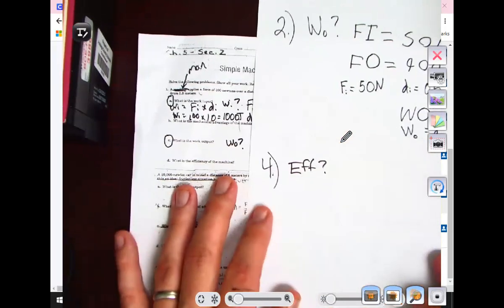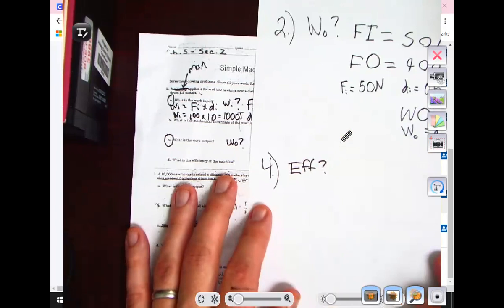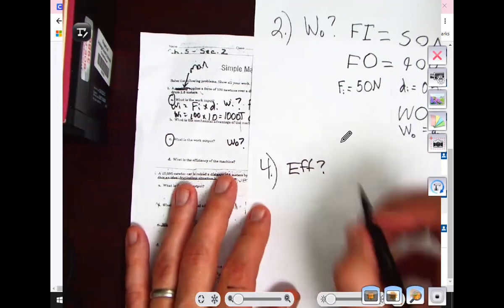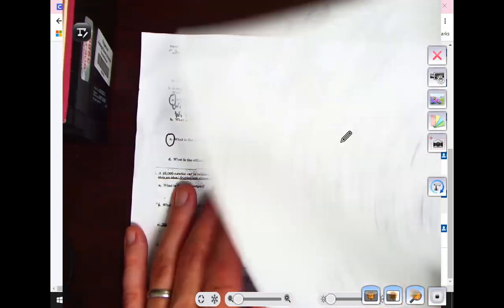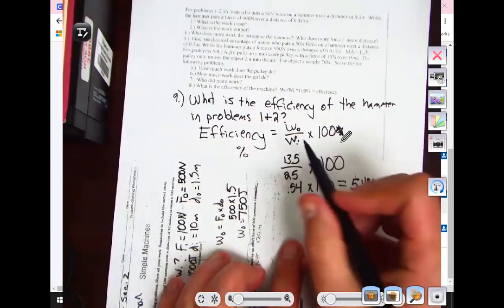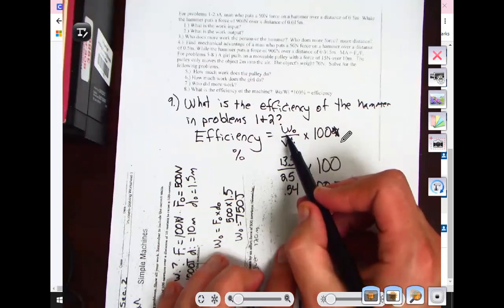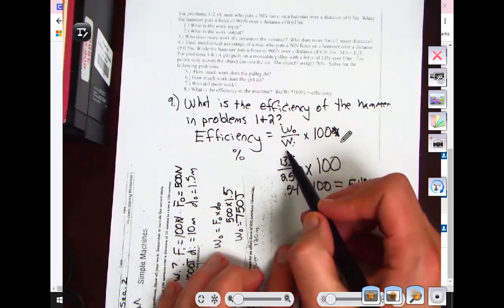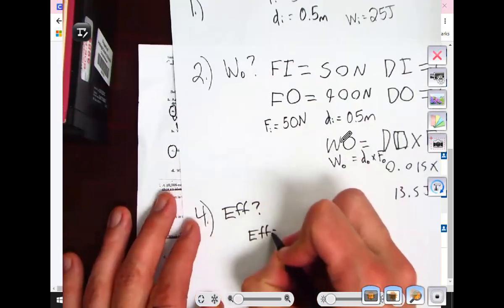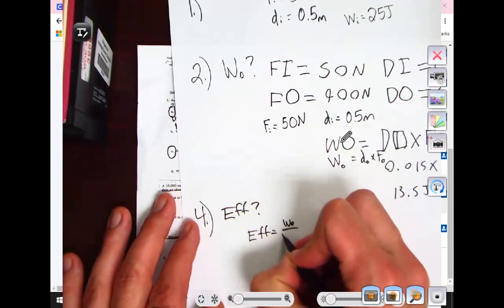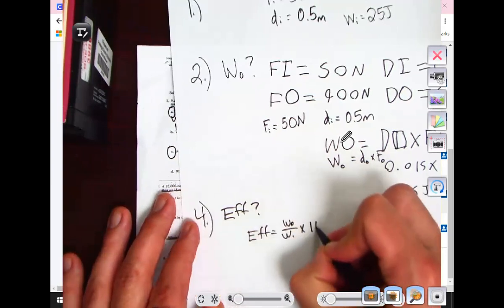All right. What is our formula for efficiency? That's not the formula. And back, here's the formula again. It is work output divided by work input. So that makes a big deal here. So efficiency equals work output divided by work input times 100.